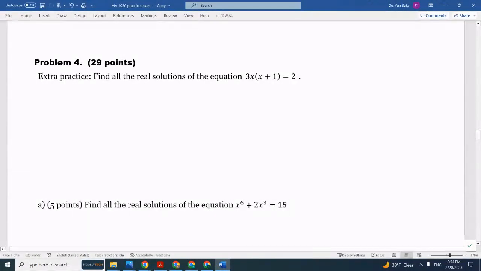Alright, find the real solutions of the following. When you solve polynomial equations, move all terms to the left and then factor. In this case, we need to distribute. So 3x times x is 3x squared, 3x times 1 is 3x, equals 2. So distribute and move this to the left. So subtract 2.